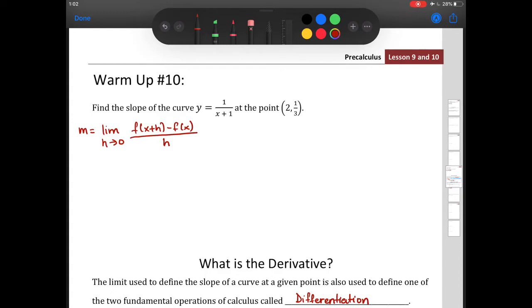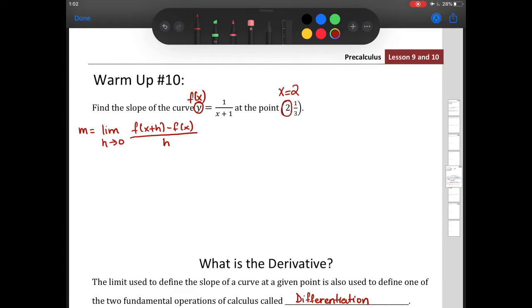This says, find the slope of the curve y equals 1 over x plus 1 at the point (2, 1/3). First of all, we need to understand that y is the same thing as f of x, right? So that's one thing. The second thing we need to know is that we're really concerned about our x coordinate. So we want to find the slope of this curve at the point x equals 2. And how do we do that?